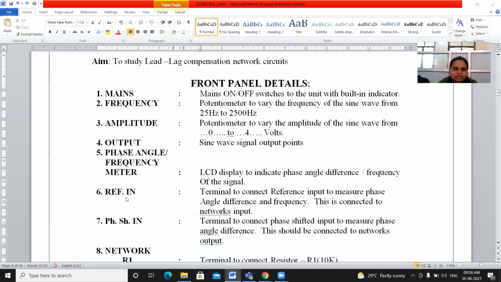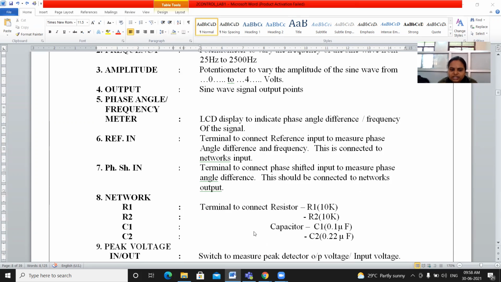Next is the reference in, the terminal to connect the reference input to measure the phase angle difference and also the frequency, and this is connected to the network as an input. Then there is the phase shift in, a terminal to measure the phase angle difference, and this should be connected to the network's output: reference in at the input, phase shift at the output connection.